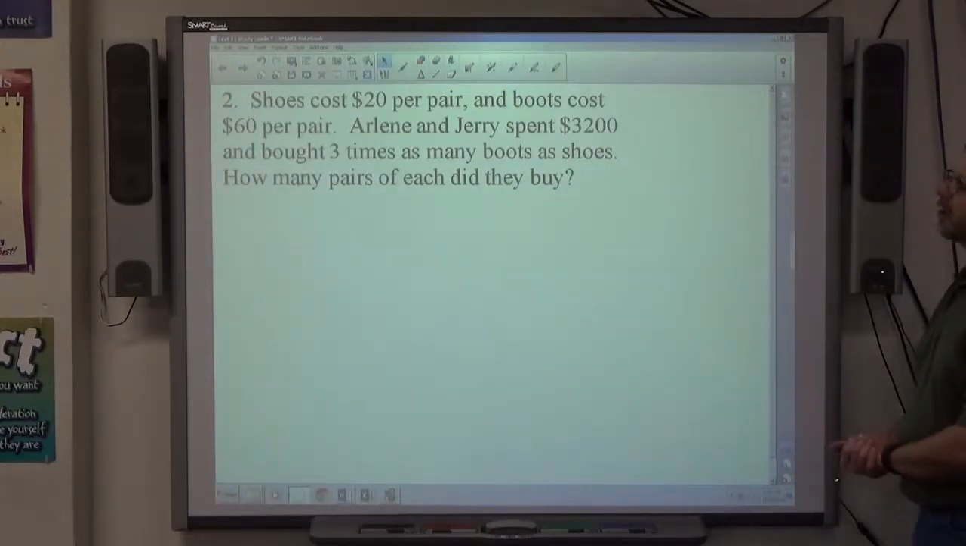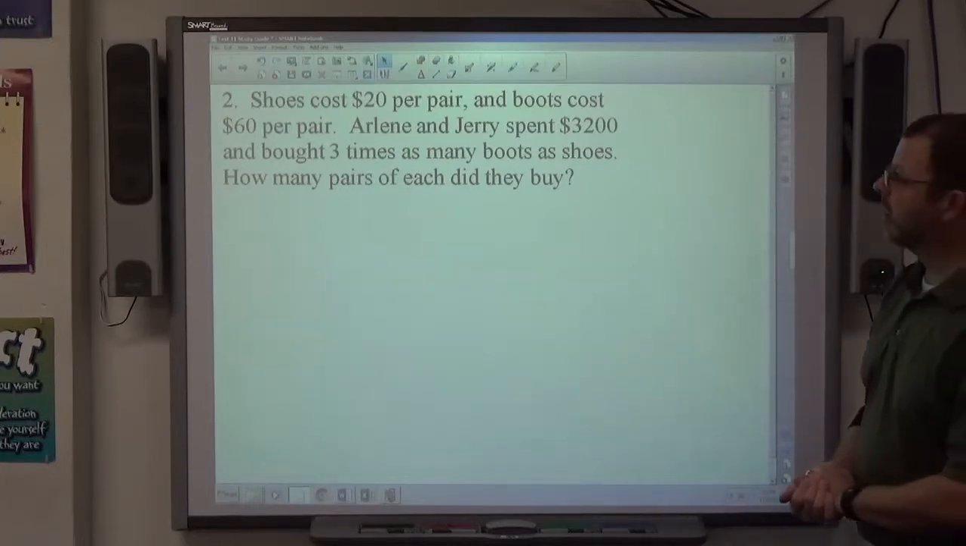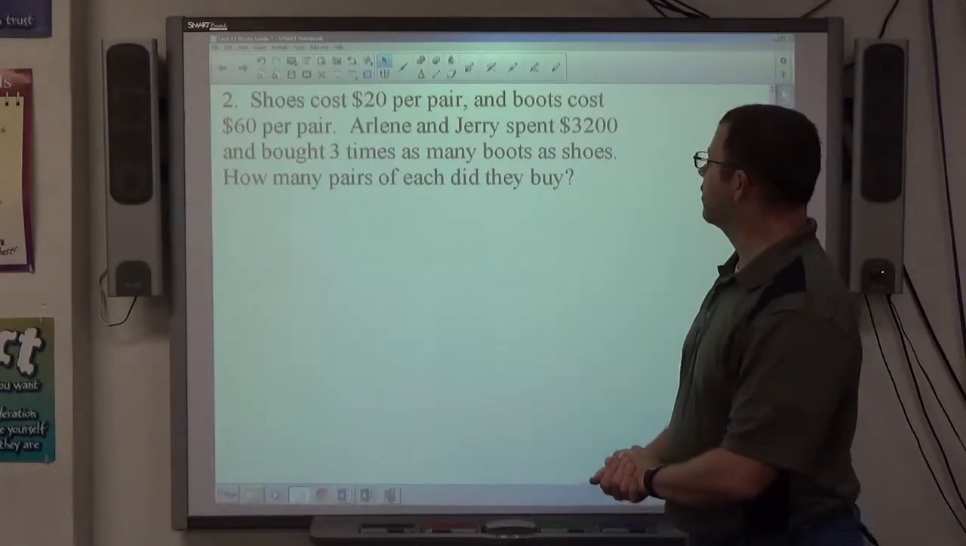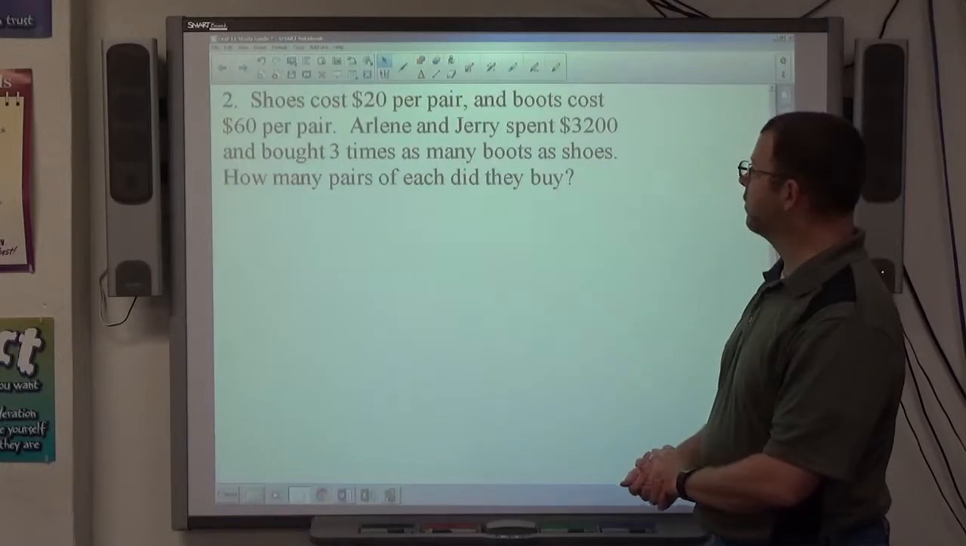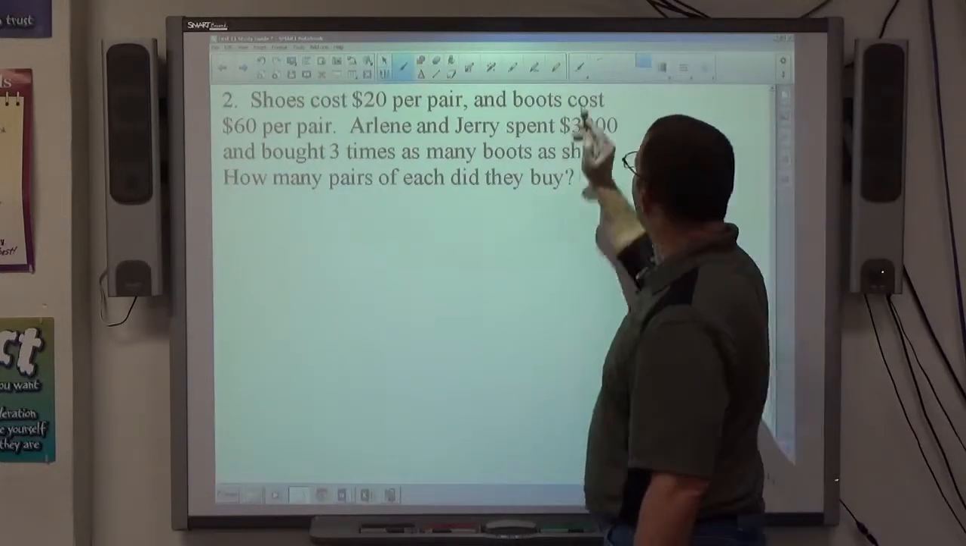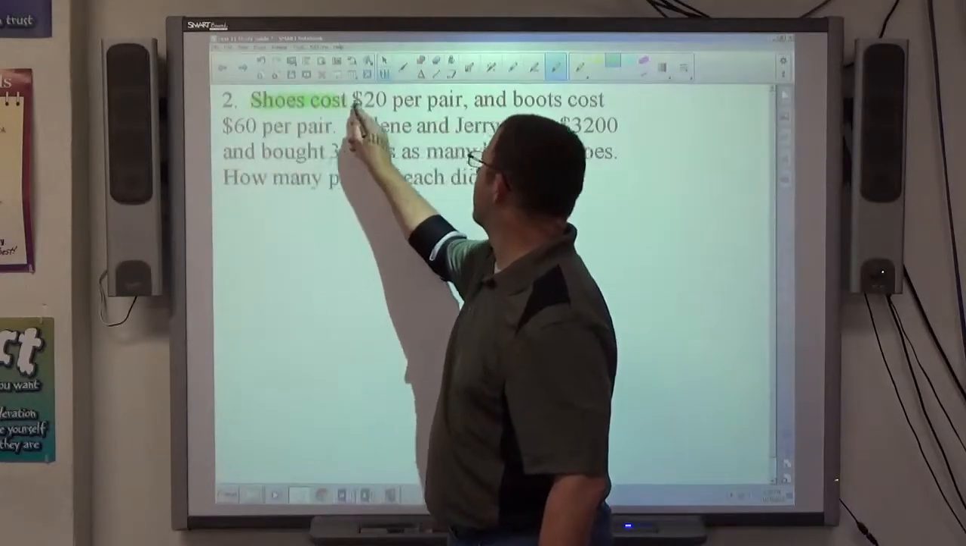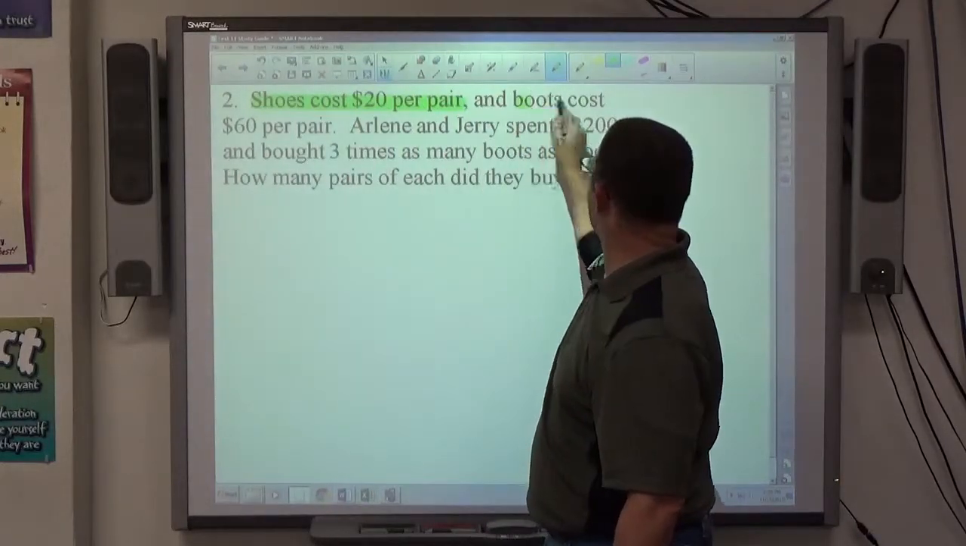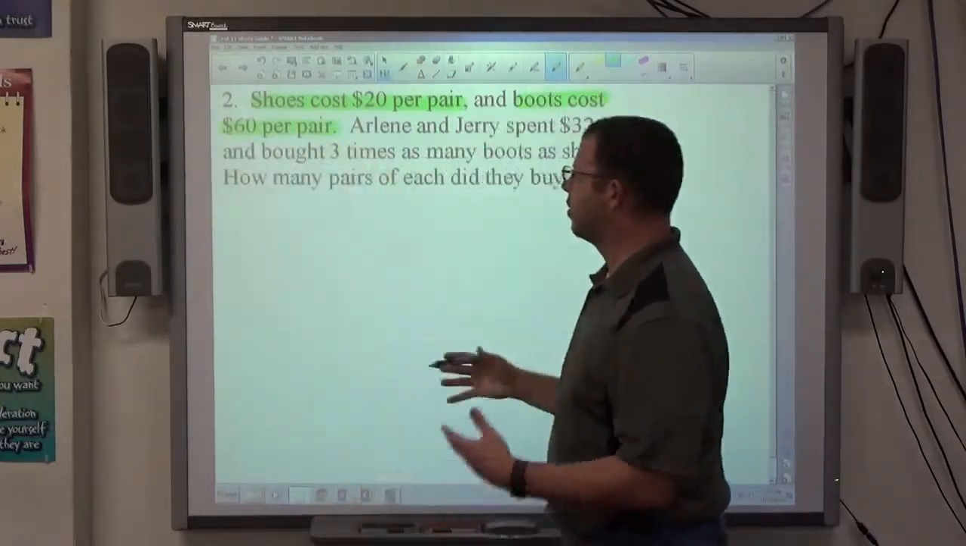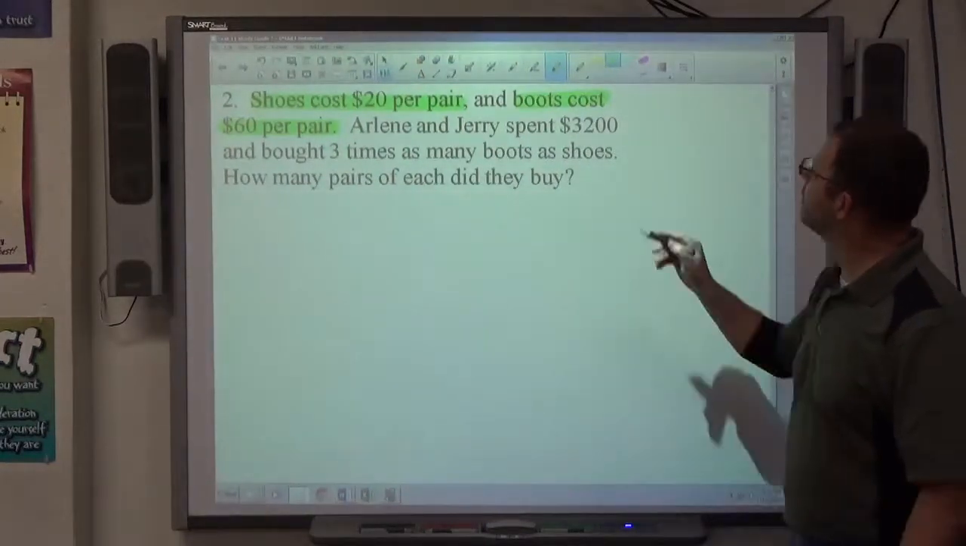Number 2, shoes cost $20 per pair, boots cost $60 per pair. Arlene and Jerry spent $3,200 and bought 3 times as many boots as shoes. So what we have are boots and shoes. Let's focus on that first. We don't know about shoes and boots, so they have to tell us how much they cost. So that helps us establish value.